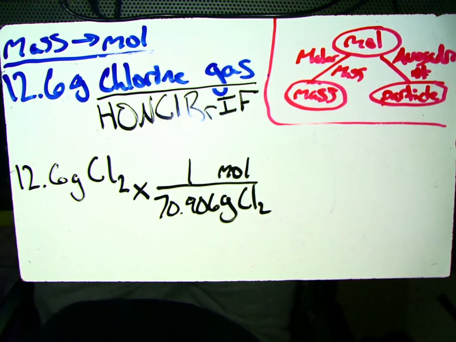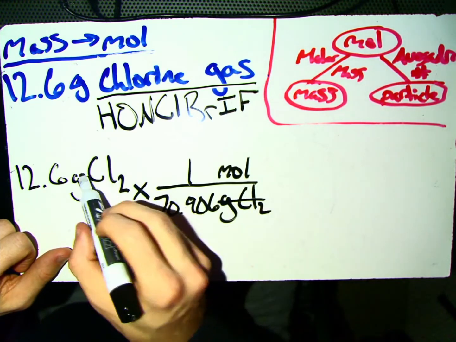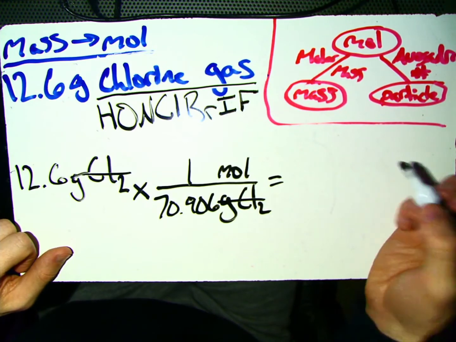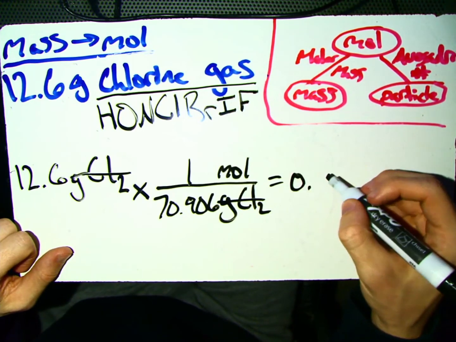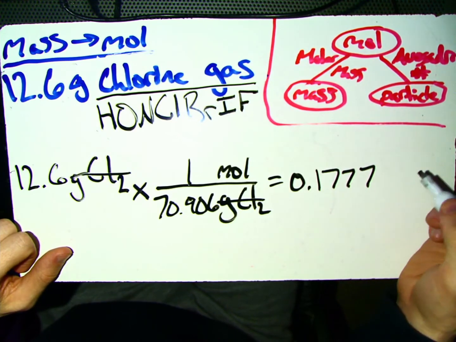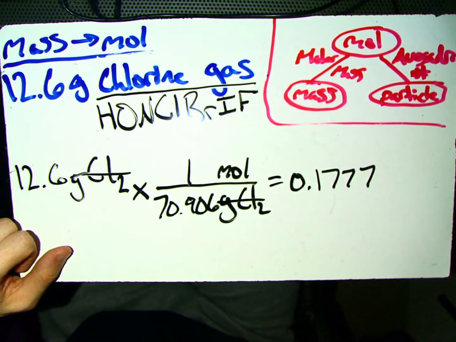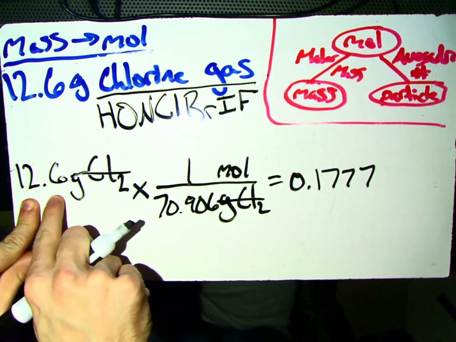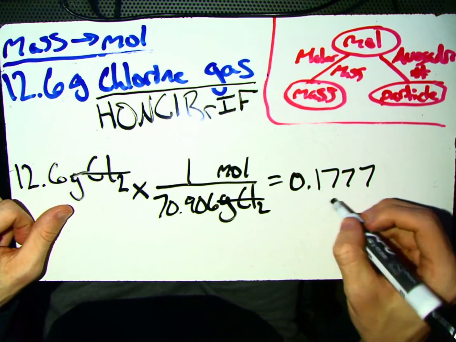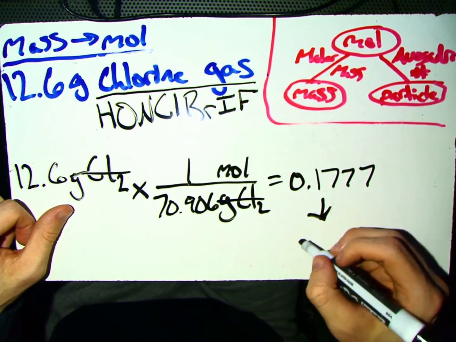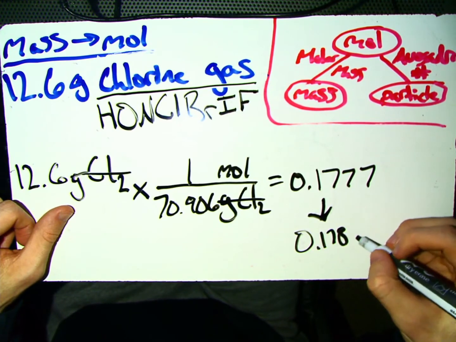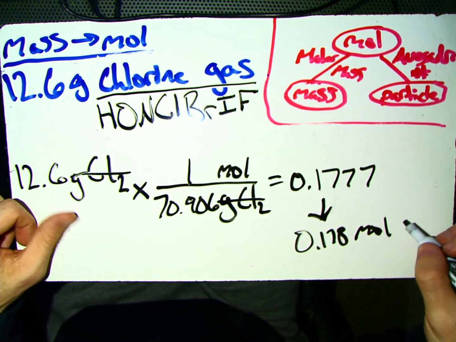All right? And that's it, right? We can just cancel out the units now, get rid of our grams. And if you do the math, you should get 0.1777. We need to account for sig figs. We have 3 sig figs here, 5. So we know we need 3 sig figs. So our real answer is 0.178 moles of Cl2.